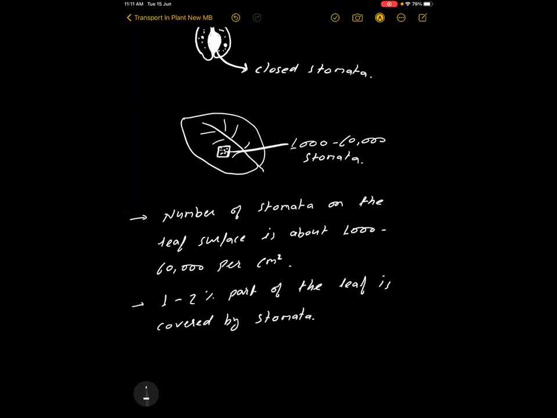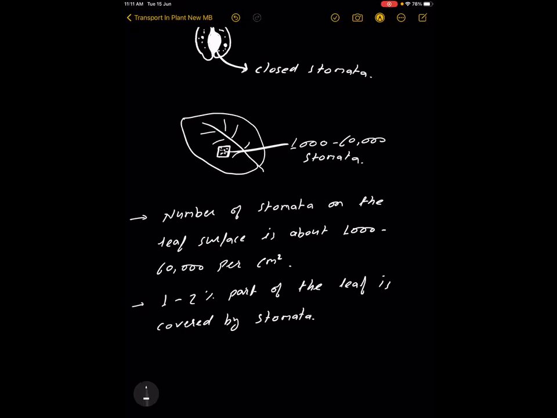Generally, the question is: are stomata present on the upper surface of the leaf or the lower surface of the leaf? In dicots, upper surface; in monocots, the lower surface. In dicots, it is the upper surface, more stomata. Why? Any reason?